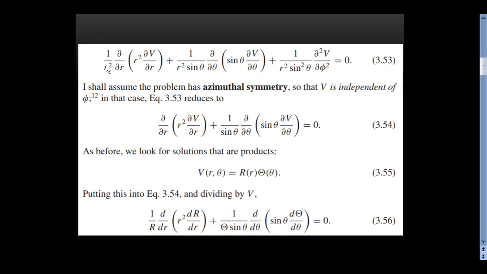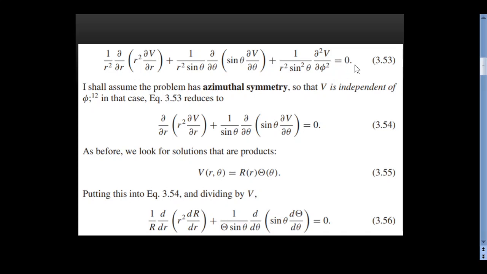This is already derived: 1 upon r square del by del r of r square del V upon del r. That is the first term, which depends upon r. Then the second term depending upon theta: 1 upon r square sin theta del by del theta of sin theta del V upon del theta. And the third term: plus 1 upon r square sin square theta del square V upon del phi square, is equal to 0.